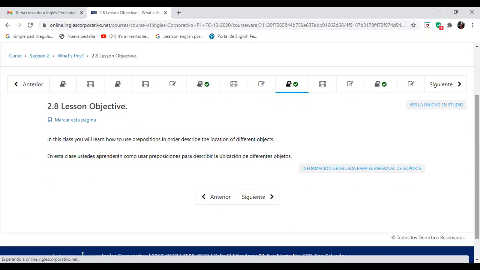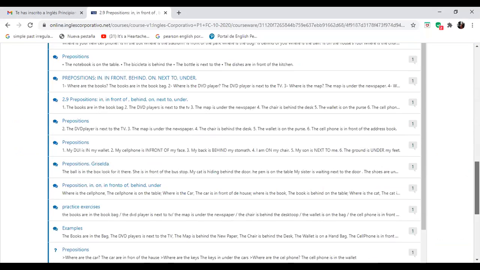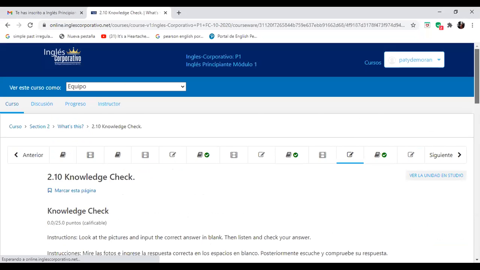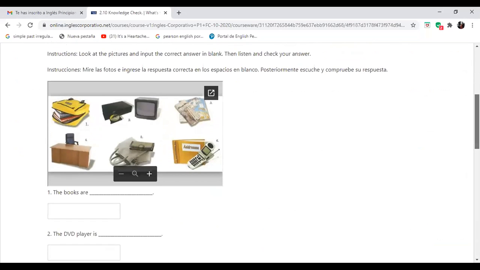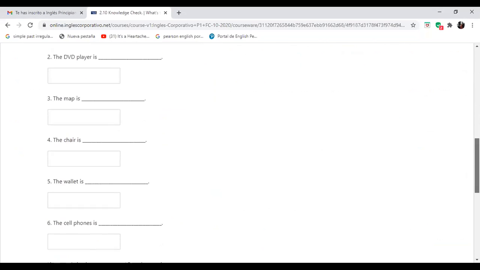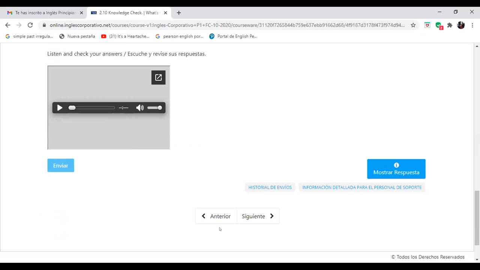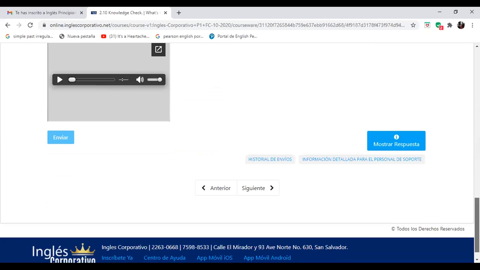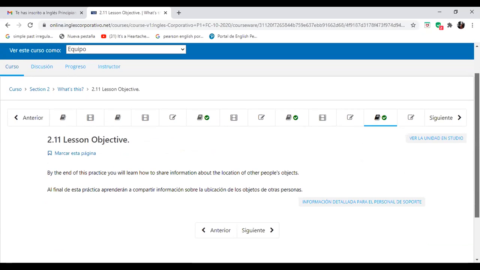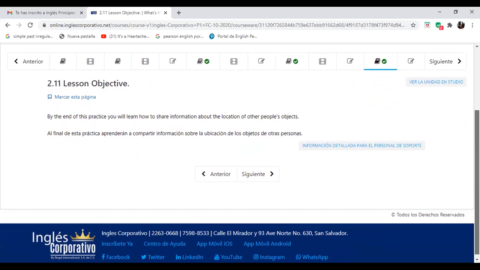That we are concluding, right? With the 2.8, we conclude the prepositions, right? In the 2.9, you have a video that I explained last night. So what continues is the 2.10 knowledge check that I also explained last night, where you have to look at the images and then write the proper answer regarding the position of the object. But also you can download this audio, so you can download the audio and listen again and again until you get the right answer. ¿Verdad? Tenemos que descargar el audio para escucharlo y luego mirar los objetos, ¿verdad? Y qué preposición sería la más indicada, ¿verdad? To complete. So in the 2.11, there's an objective that says that by the end of this practice, you will learn how to share information about the location of other people's objects.